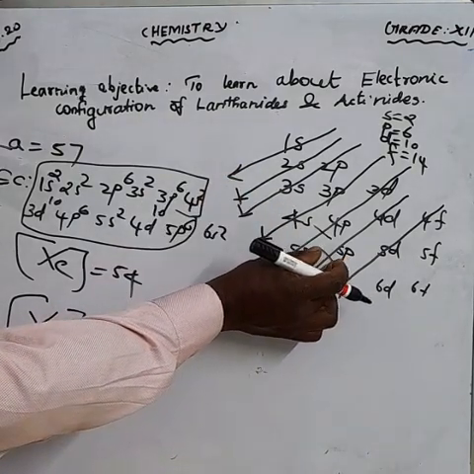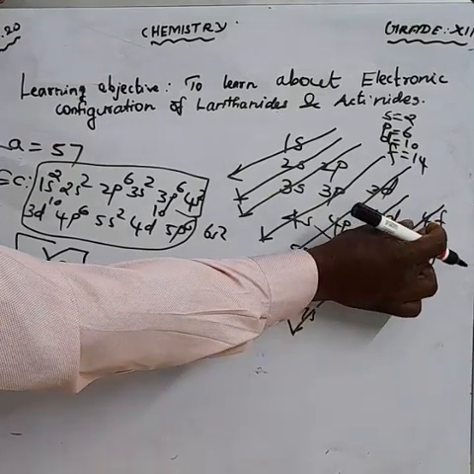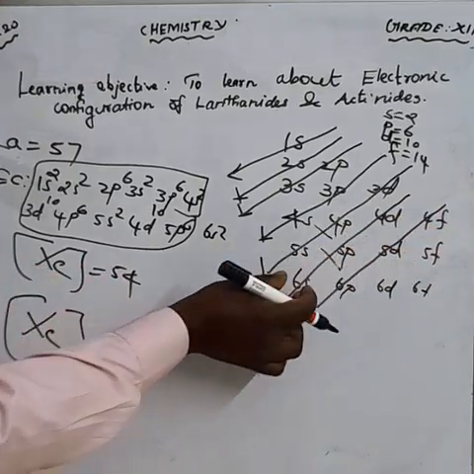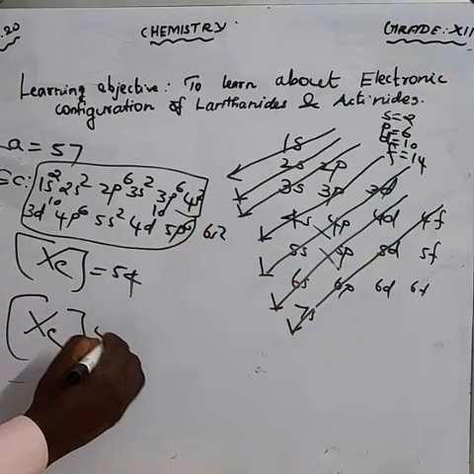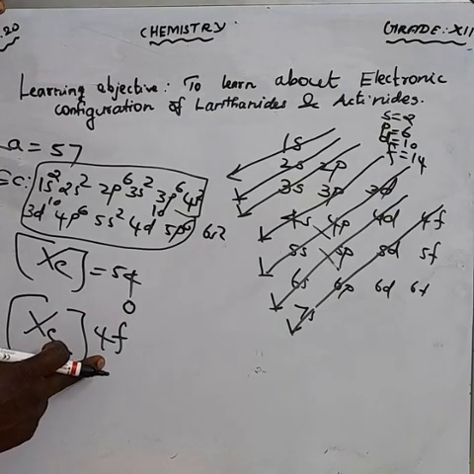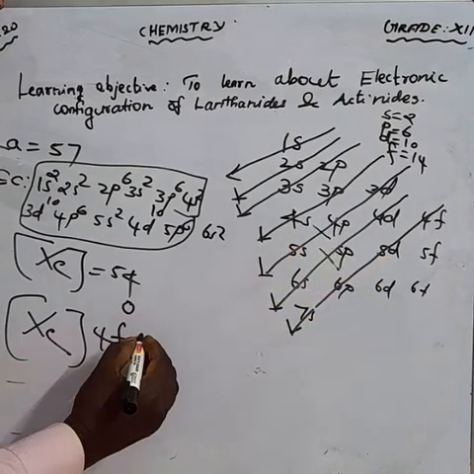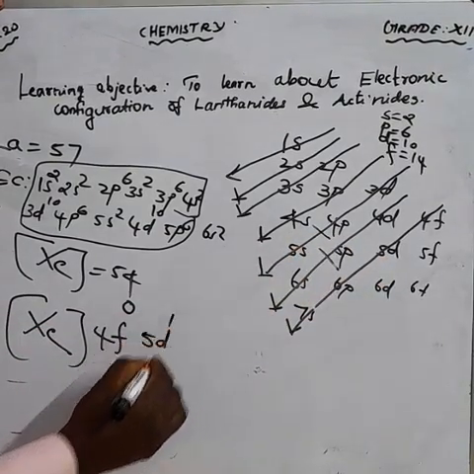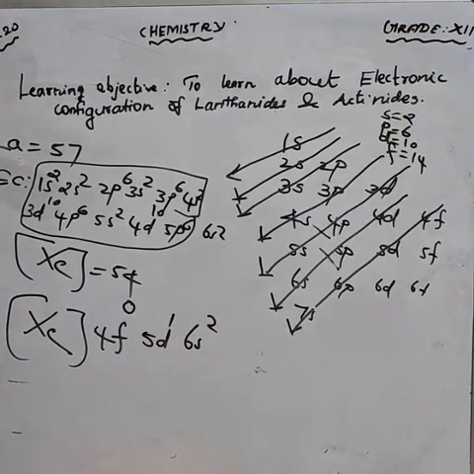After finishing xenon, do not write 6s, but start with 4f, 5d, next 6s. Then you write 4f0. There is no electron in the f subshell. 4f0, next 5d1, next 6s2. This is the electronic configuration of lanthanum.